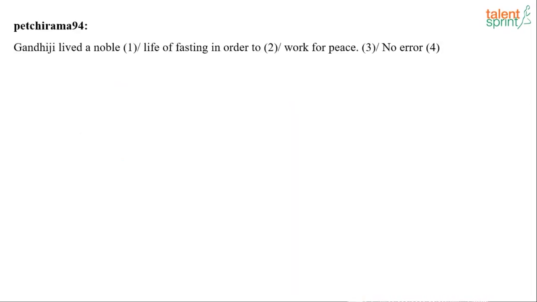Alright? Okay, Gandhiji lived a noble, that is part 1, life of fasting in order to, part 2, work for peace. Now what you have to do here, you have to find out the error, right? So, okay. Let's look at part by part. Life of fasting in order to work for. Let's look at the first half. Gandhiji lived a noble. Is there an error? He lived a noble. Noble, it can be life.